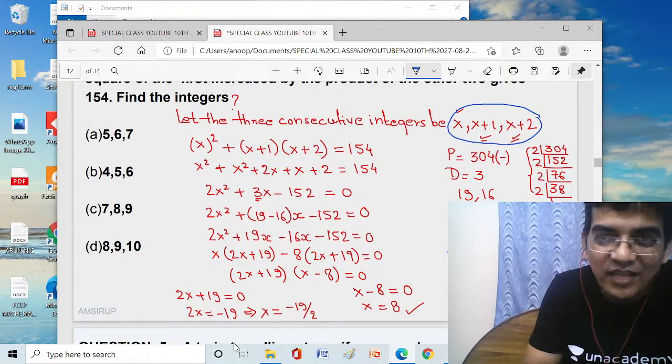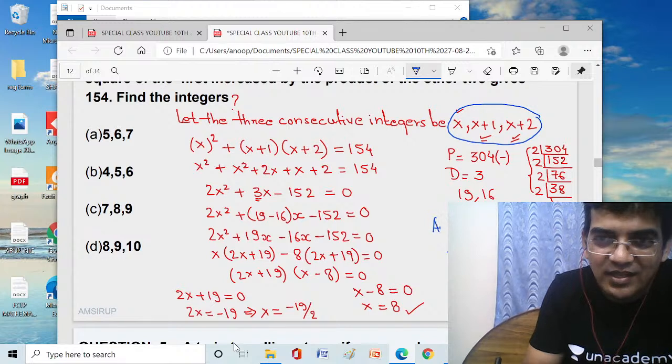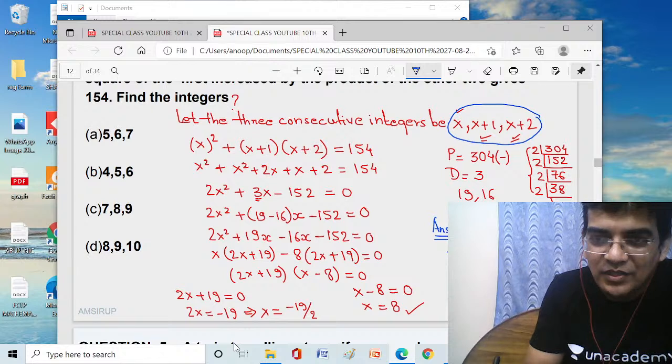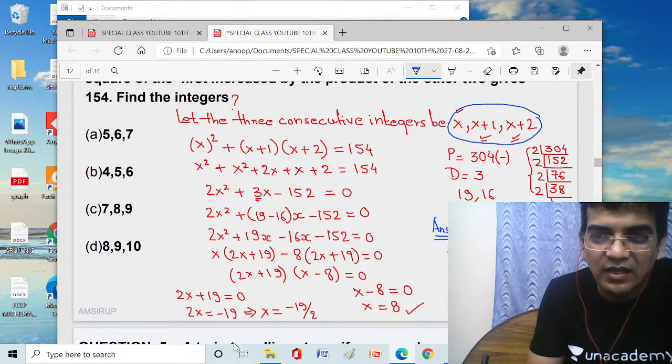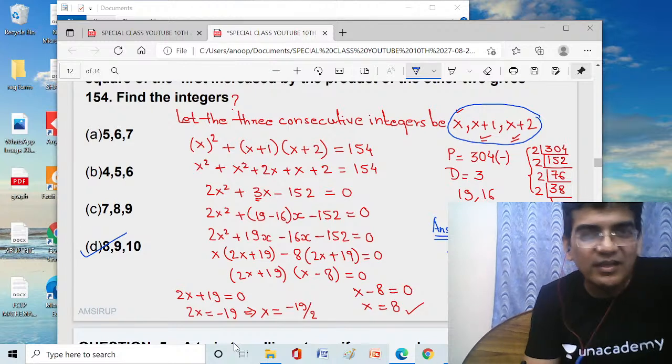So in the answer I have to write all these three integers using the value of x as 8. I can say my answer will be, okay, substituting the value of x over here, 8. So the first integer is 8. Second one is x plus 1, that is 8 plus 1, 9. And then 8 plus 2. Third one is 8 plus 2, that is 10. So in the answer you can say the three integers are 8, 9 and 10. So this should be my correct answer. 8, 9 and 10.